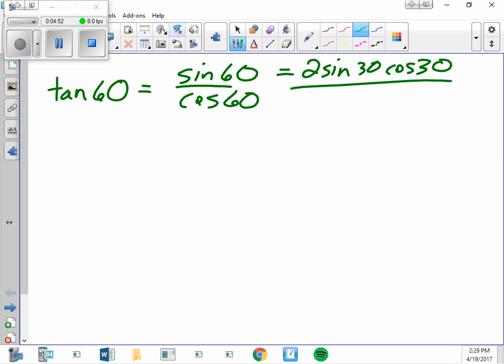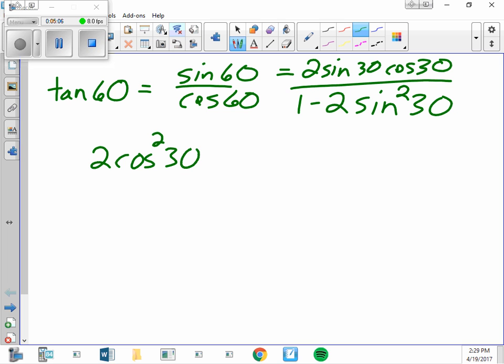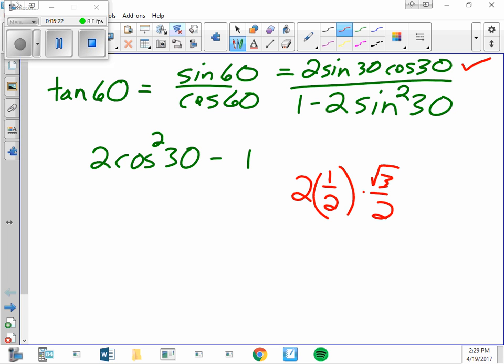So 1 minus 2 sine of 30. Or I could have done 2 cosine squared of 30 minus 1. So this right here is 2 times 1/2 times root 3 over 2. Right? So these cancel, and I simply get root 3 over 2. That is the sine of 60.